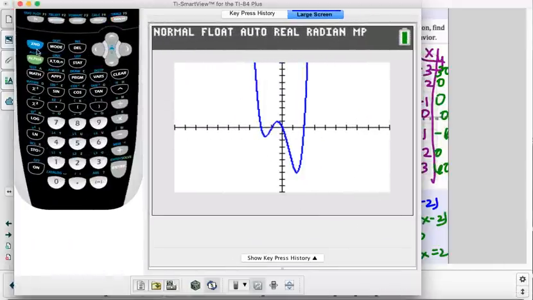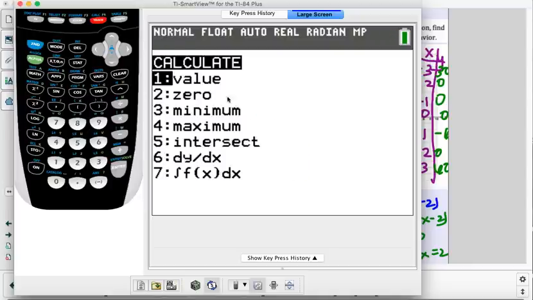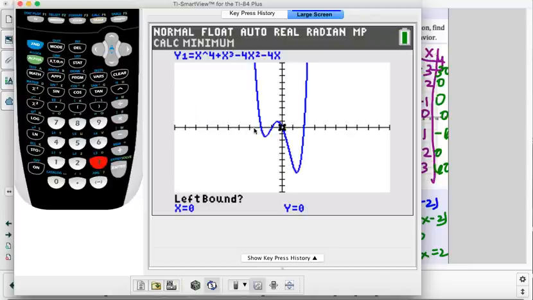We're going to go second calc, finding that minimum, number 3. Let's start with the one on the left. So am I to the left of it? Nope, so I got to arrow over to be to the left. Hit enter, then to the right, hit enter again.